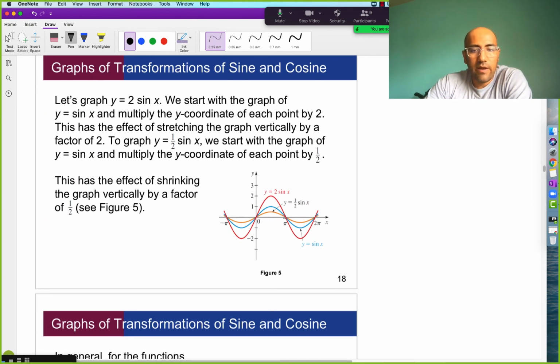Here's a nice graphic showing you what happens when we multiply by a constant. So if we multiply by 2, there's a vertical stretch, right? The blue one is the regular sine function. So if we multiply the regular sine function times 2, we get this vertical stretch one, the red one. If we multiply it by a half, there's a vertical compression, right? Notice that they all go through 0, 0, 0. All the zeros stay the same.